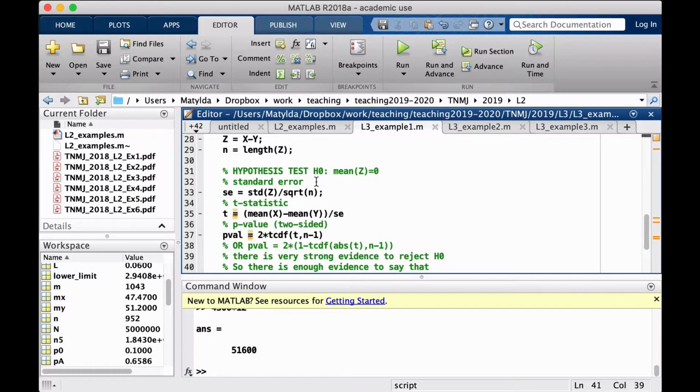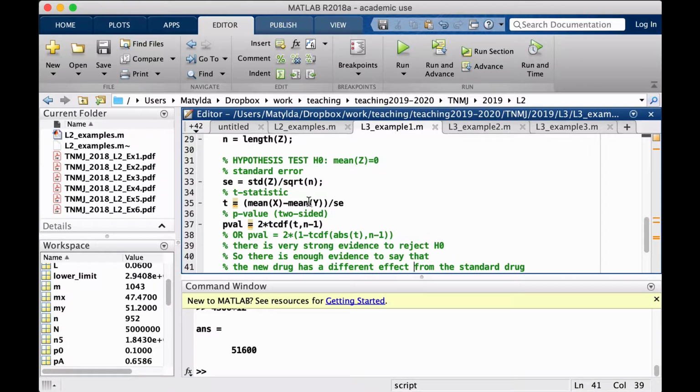So since we are asking, is there any difference between the two treatments? Our null hypothesis tests whether the mean value of our z vector is 0 versus that it is not 0 on either side. Standard error, since it's a one sample problem, is basically the standard deviation of our z vector, but rescaled by the square root of sample size. And then we calculate the t-statistic. Since we are not told anything about the variance, we assume that the variance is unknown, so that's why we use the t-procedure. So the t-statistic is basically the difference between the mean values divided by the standard error. And then we calculate the p-value.